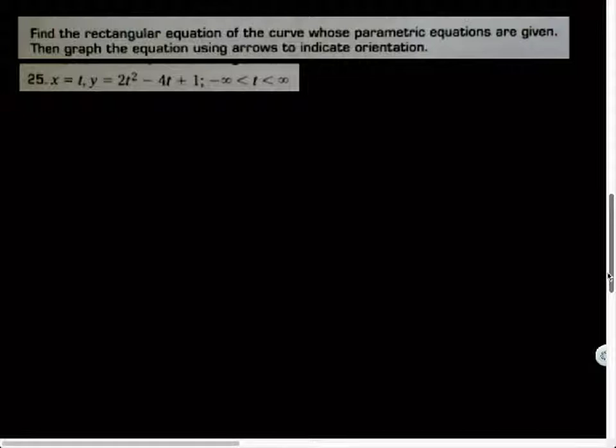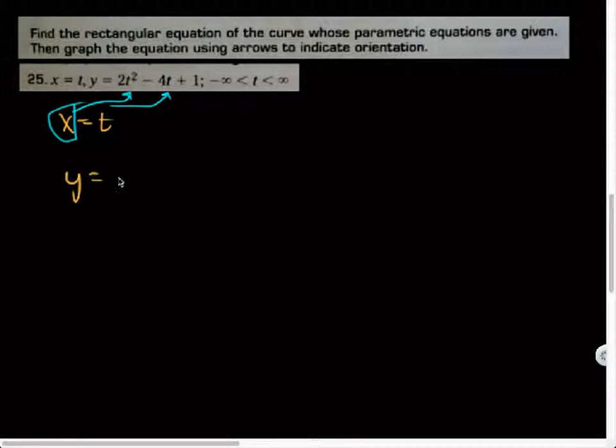So let's take a look at 25, though. It says, find the rectangular equation of the curve whose parametric equations are given. Then graph the equation using arrows to indicate orientation. So I want rectangular form. I would solve them for t and substitute, although actually I guess x is already solved for t. Perhaps all we'd have to do is really just substitute x in for these, and that might suffice.